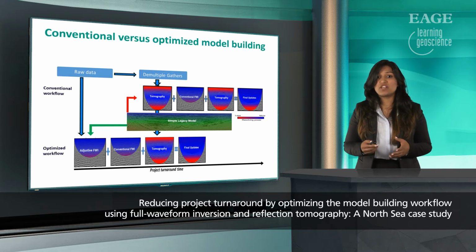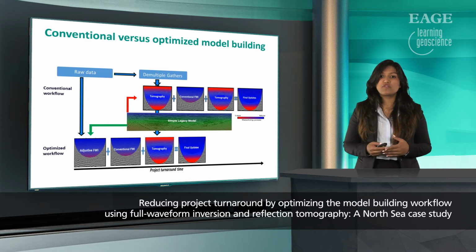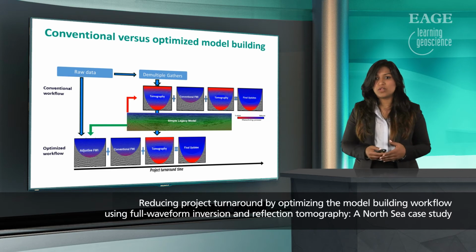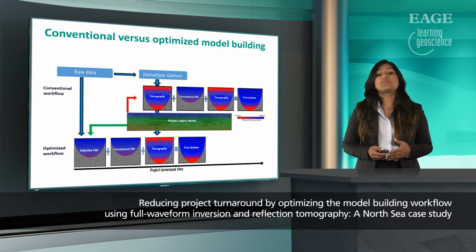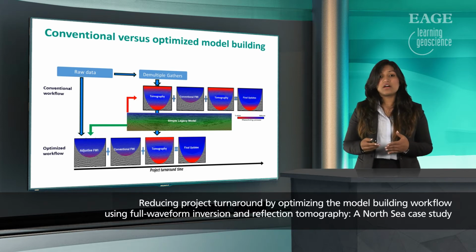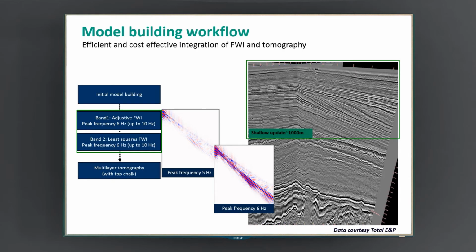However, with the adjective FWI, as it can deal with the inaccurate initial model and can correct for the big background velocity errors, we can start FWI as soon as we get the raw data, parallel to the time processing workflow, which is then followed by a few iterations of tomography to get the deep section update and hence our final model. And this is our optimized model building workflow. Compared to the tomography-FWI-tomography workflow, this workflow helps us achieve an overall reduction in the project turnaround time.